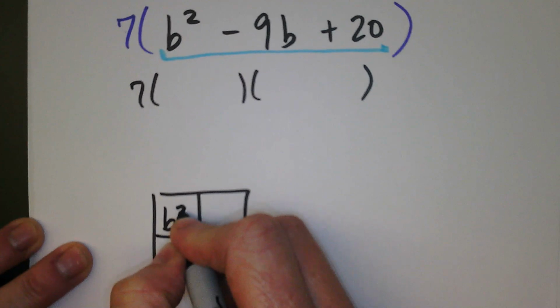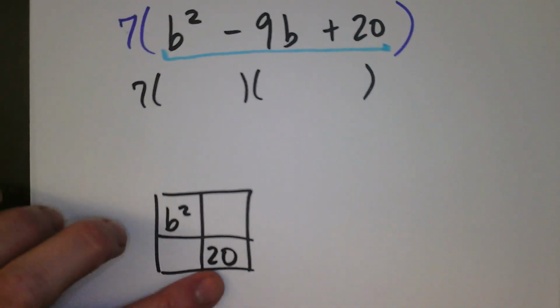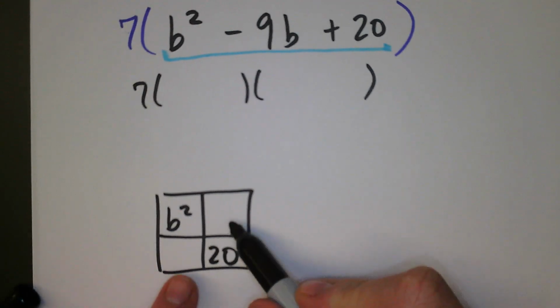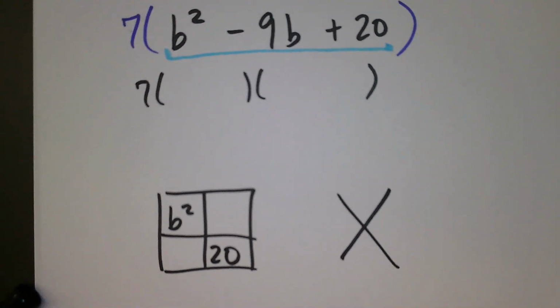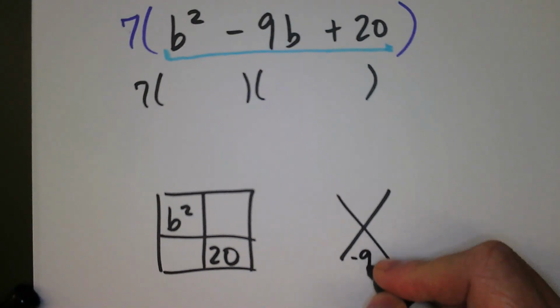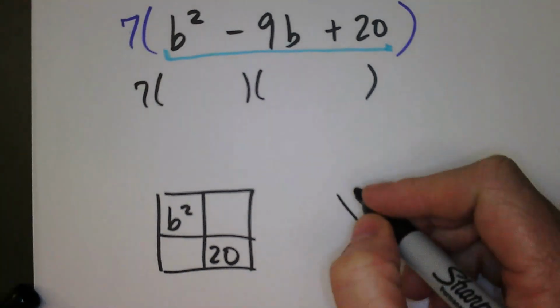B squared is always going to go top left. 20 is always going to go bottom right. There we go. And then we need to put the numbers here that will add up to be a negative 9. And we set up a diamond problem to do that. They need to add to negative 9, and then they need to have the same product as b squared times 20. The coefficients there, 1 and 20.